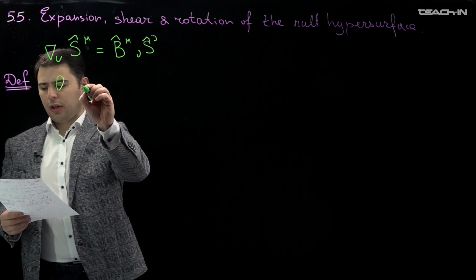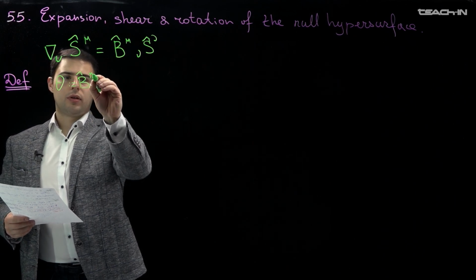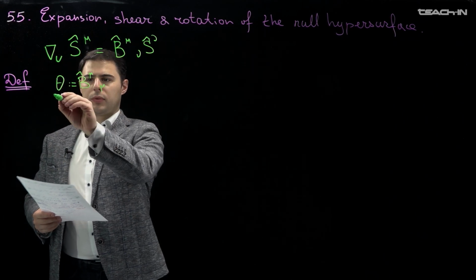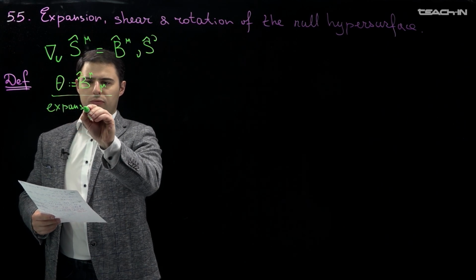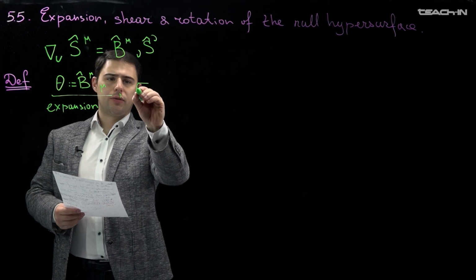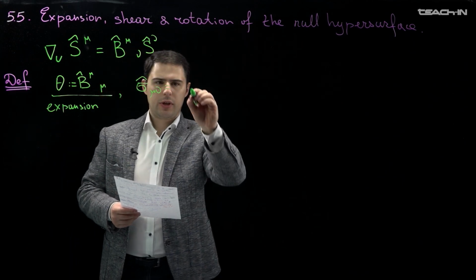So let's do the definition. Define the expansion as B hat^mu_mu. So that's expansion. Define shear as the symmetric traceless part.